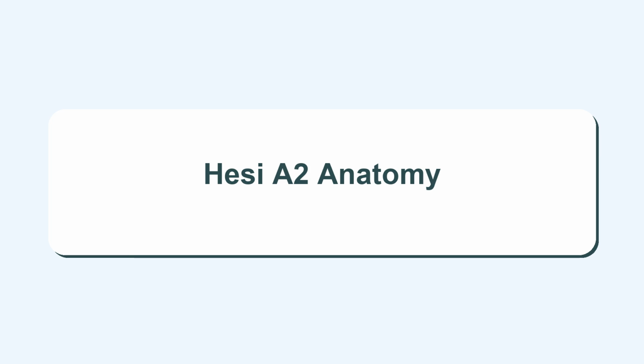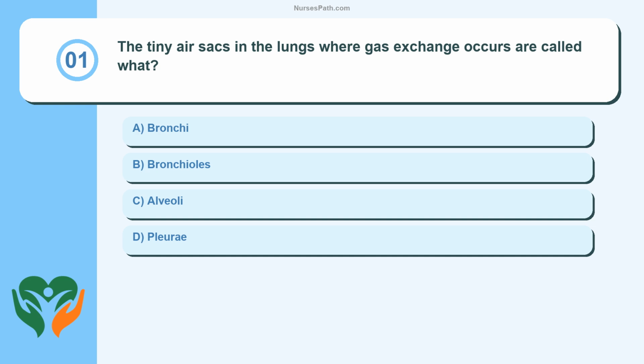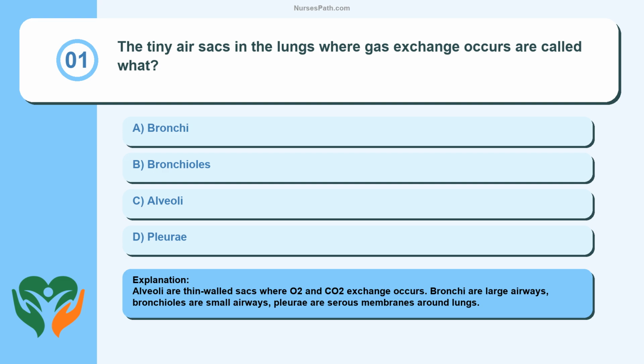HESI A2 Anatomy. Question 1. The tiny air sacs in the lungs where gas exchange occurs are called what? Bronchi, bronchioles, alveoli, pleurae. Alveoli are thin-walled sacs where O2 and CO2 exchange occurs. Bronchi are large airways, bronchioles are small airways, pleurae are serous membranes around lungs.